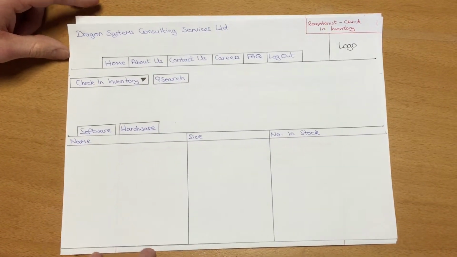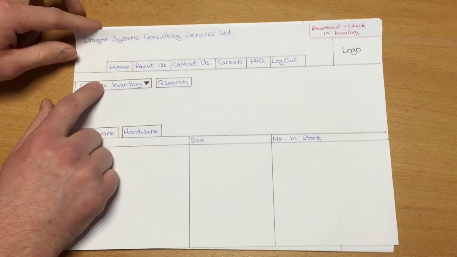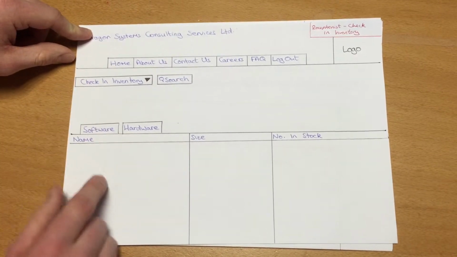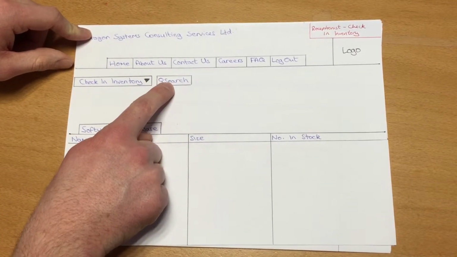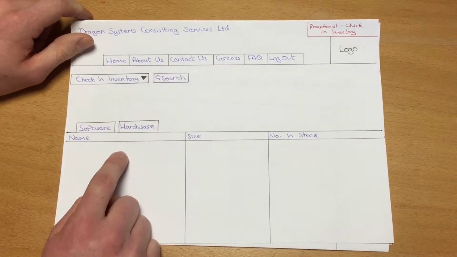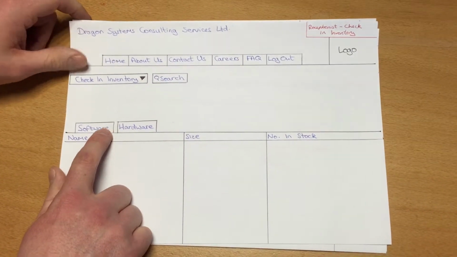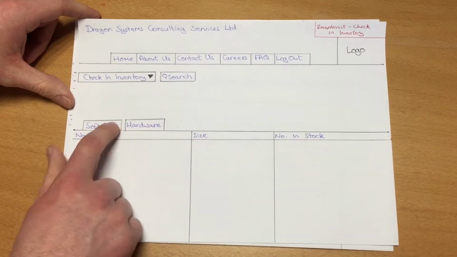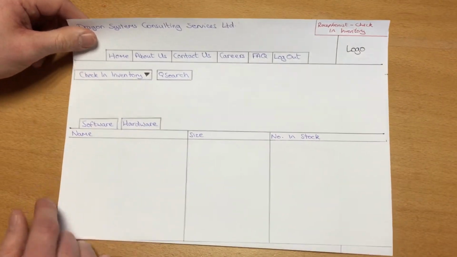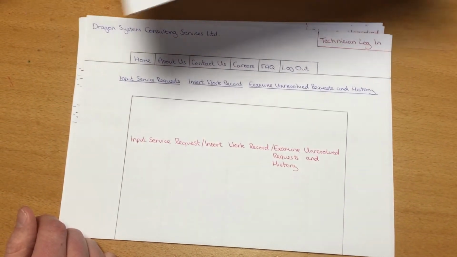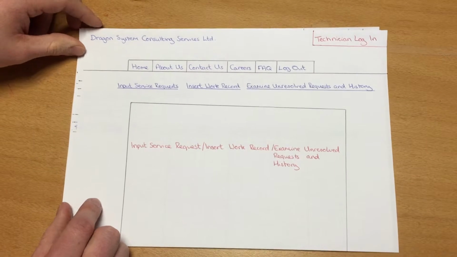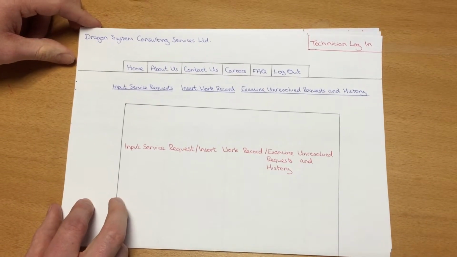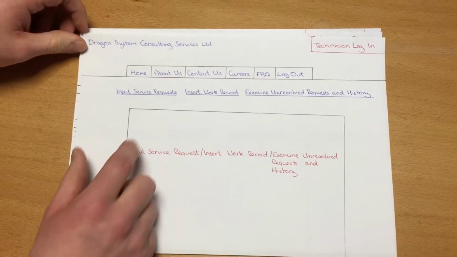Next then we move on to the check inventory. By hitting the drop down box again, we click the check inventory, and we can search for some software or hardware. We can also navigate between software and hardware to choose which one we're looking for. So now we want to log in as the technician, similar to the client and the receptionist. We type in the username and the password and we're good to go.